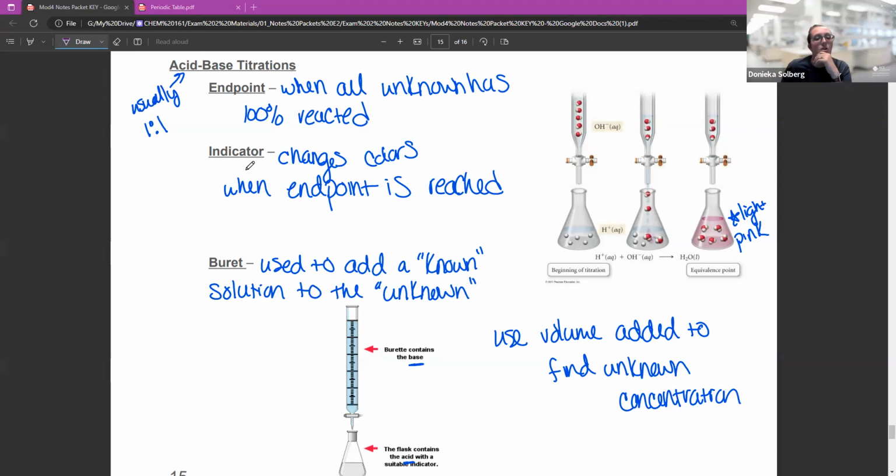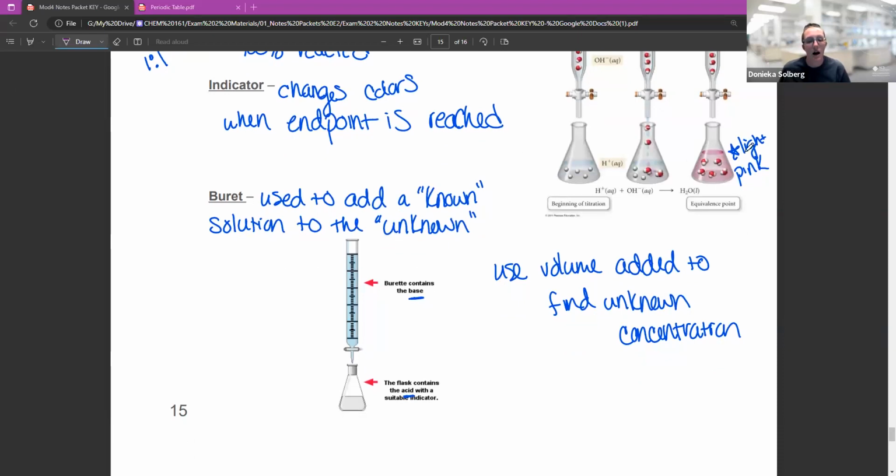So that indicator changes colors after you reach the end point. Most of the time we use phenolphthalein, which changes to this light pink color. That tells me I hit my exact stoichiometric ratio of 1-to-1. So the end point is when they completely neutralize each other. The indicator changes color right at the end point, or the equivalence point.